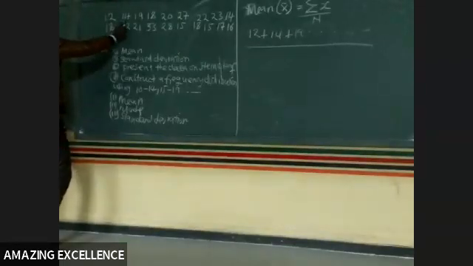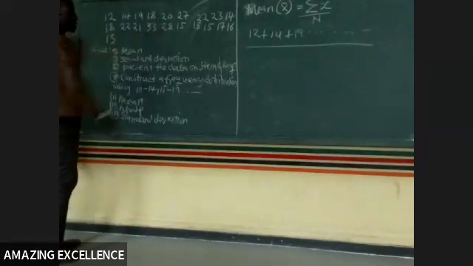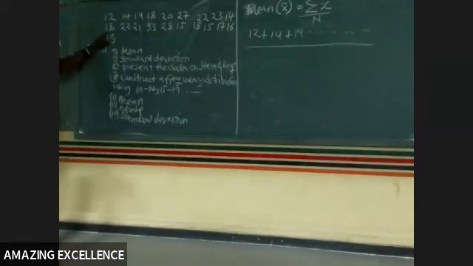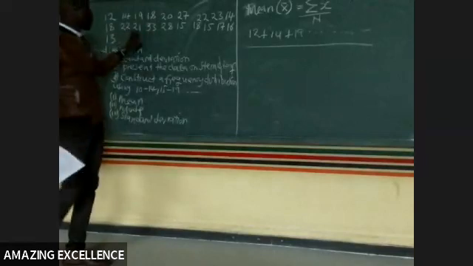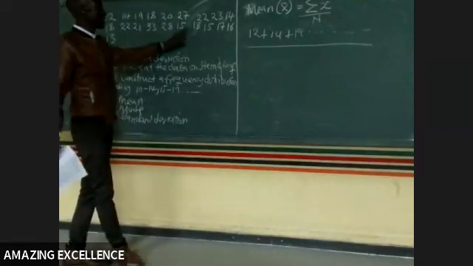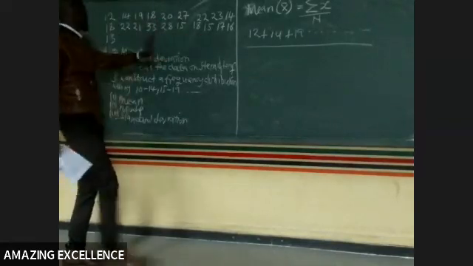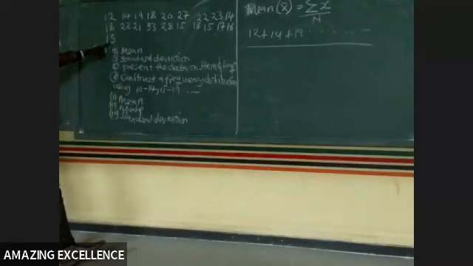You add 12 plus 14 plus 19 plus 18 plus 20 plus 27 plus 22 plus 23 plus 14 plus 18 plus 22 plus 21 plus 33 plus 28 plus 15 plus 18 plus 15 plus 17 plus 16 plus 13. Once you add all of them, then we divide by how many they are. How many are they? 20.